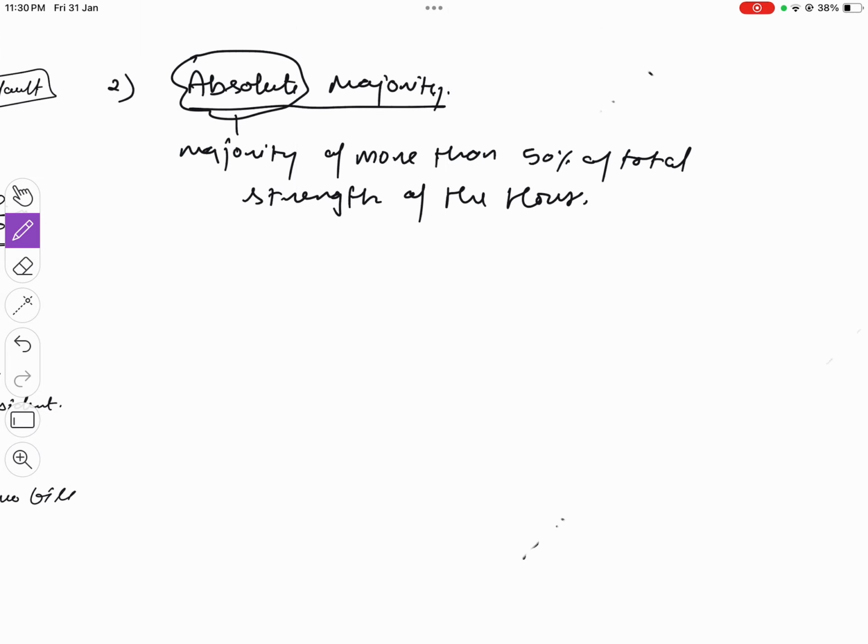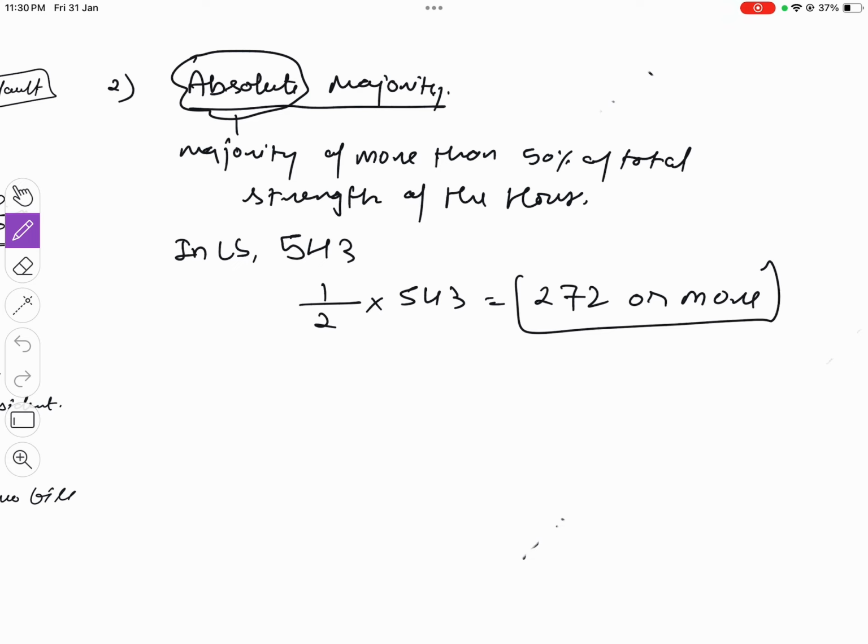We know that in Lok Sabha we have 543 members. Then absolute majority says one half of 543. The number comes 272 or more. So this is absolute majority. Absolute to the total strength of the house.